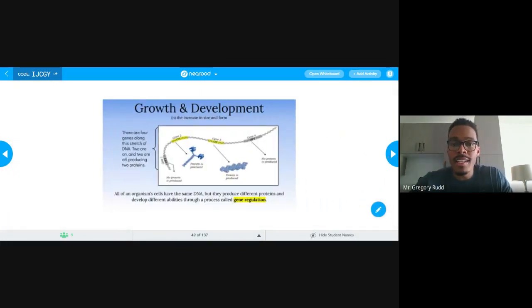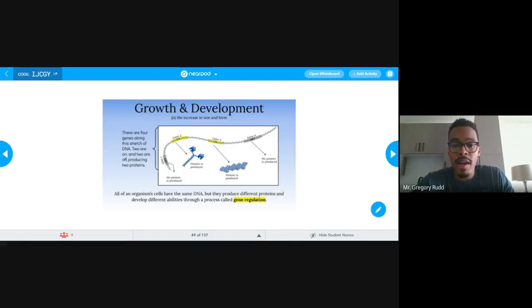So one of the most important concepts to remember here, and there's the definition of growth and development at the top, is this idea of gene regulation. So gene regulation is what allows cells to specialize. Every cell in your body has the same DNA, and every cell in any organism's body has the same DNA as all the other cells, but they are able to produce different proteins. And producing different proteins allows them to develop different abilities.